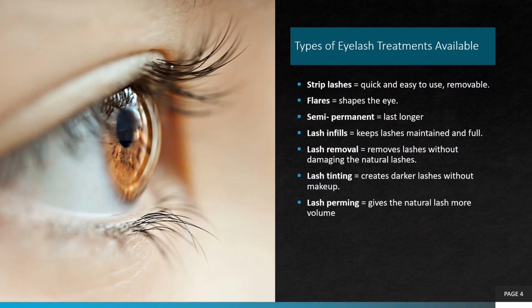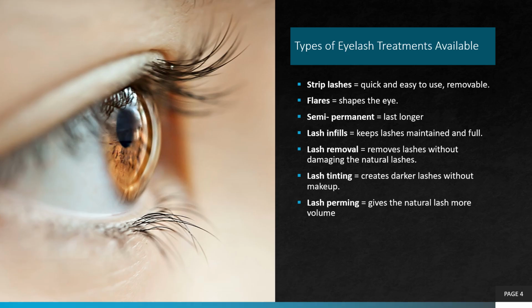When it comes to eyelash treatments, there are several options available to suit different needs and preferences. Strip lashes are quick and easy for those looking for a removable enhancement. They're simple to apply and can be taken off at the end of the day. Flares, on the other hand, also known as party lashes, are used to shape the eye. They can create a more defined look. For those looking for longer lasting results, we've got the semi-permanent eyelashes, which are an excellent choice. They provide longevity and can stay in place for quite a long time.